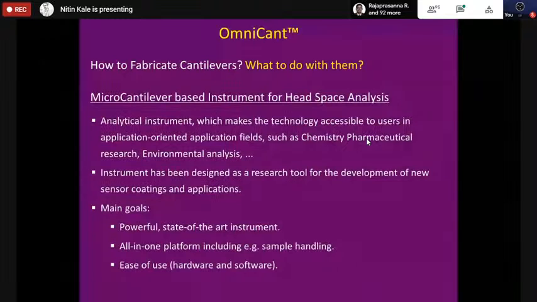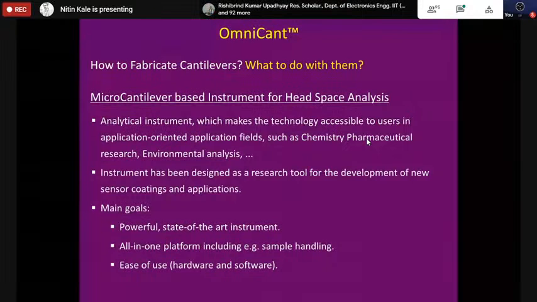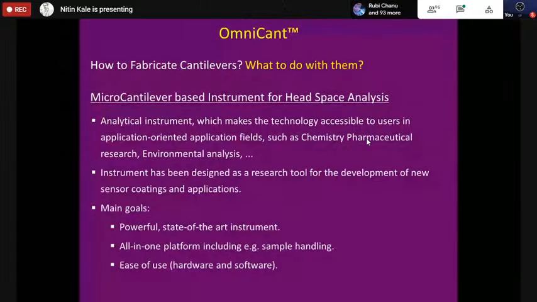Now, here are a few slides which depict how you can use the devices that we have developed and the instrumentation that we have developed for doing research at your institutes. So one of the instruments that we have developed is called OmniCan. With this, you can experiment with micro cantilevers. We have discussed how to fabricate cantilevers, so we'll not get into that. Now let us see how to monitor cantilevers.